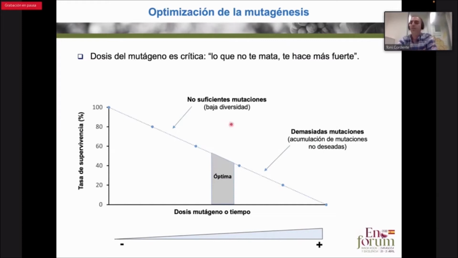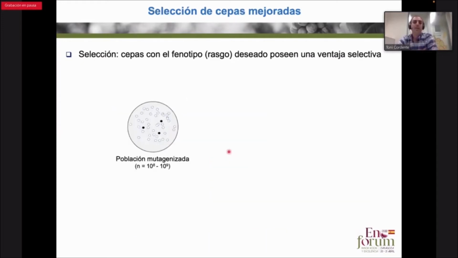However, too low a dose would not be enough. That is why it is so important to identify the optimal dosage. In general, creating diversity through mutagenesis is a relatively simple process. Later on, we find in our hands a lot of multiple mutants, but we need to apply selection.